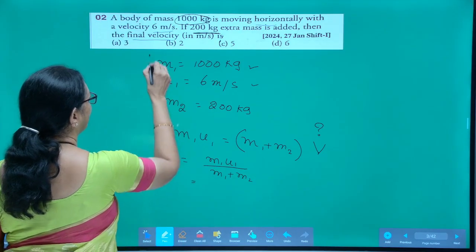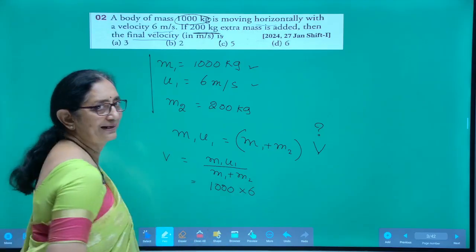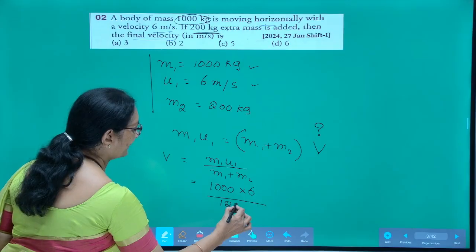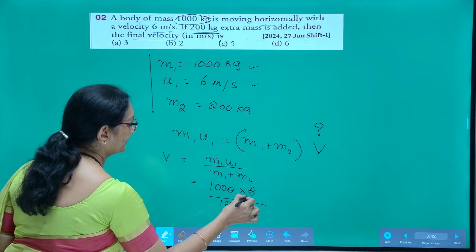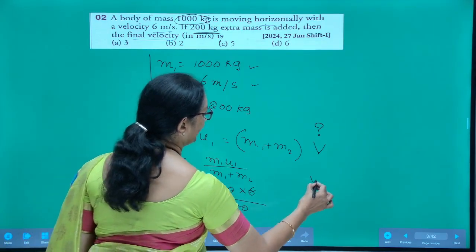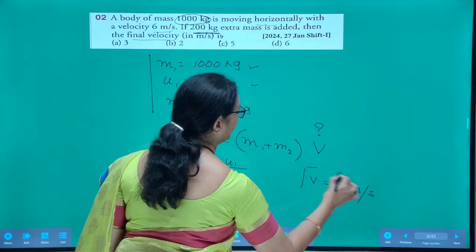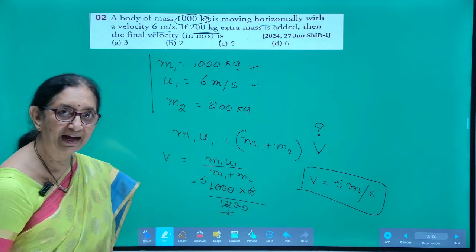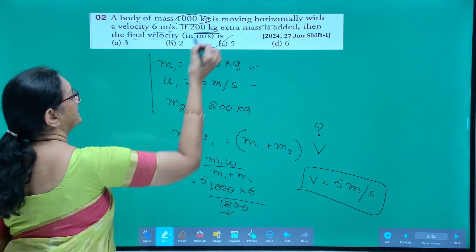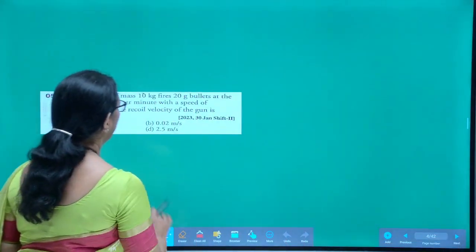You just substitute these values here. m1 is 1000, u1 is 6. m1 plus m2 is 1000 plus 200, 1200. This is 5. So, velocity, their common velocity or the final velocity of the system is equal to 5 meter per second. So, the correct answer for this is option C. Now, move on to the next problem.